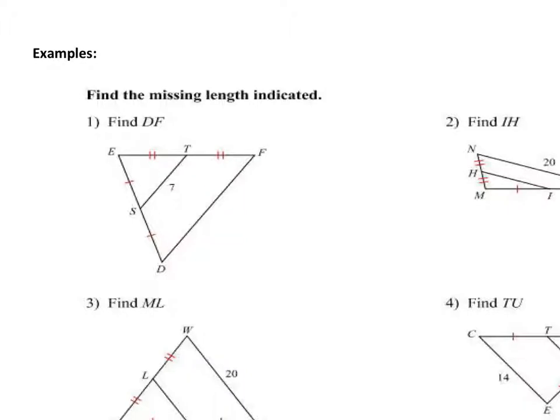Alright, let's look at example 1. It says find the missing length indicated. So we're looking for side DF, which is this side right here, and we're looking at ST, which is our midsegment. I can tell it's a midsegment because side ED has been bisected, and side EF has been bisected, and these are the midpoints. I know the midsegment is half the size of the third segment, so if ST is 7, DF has to be twice that, so it's 14.